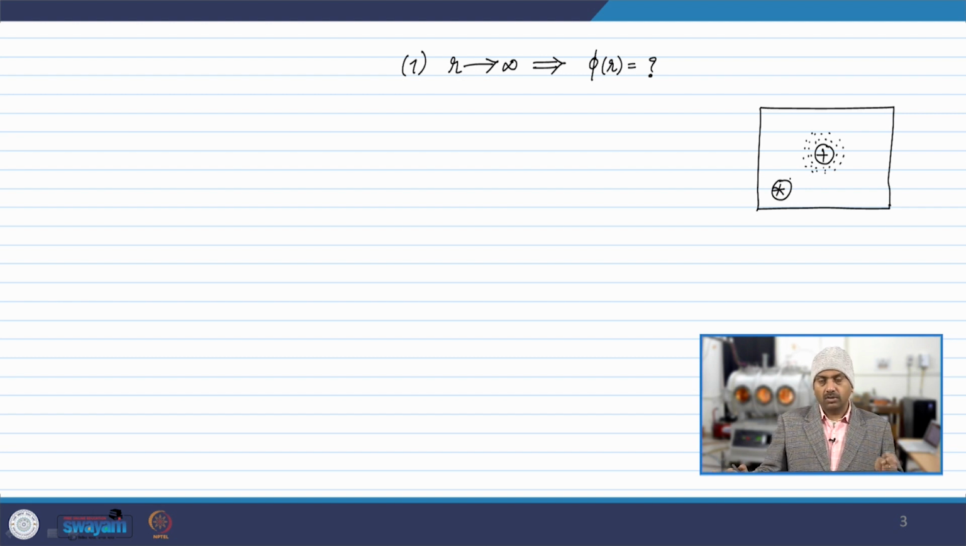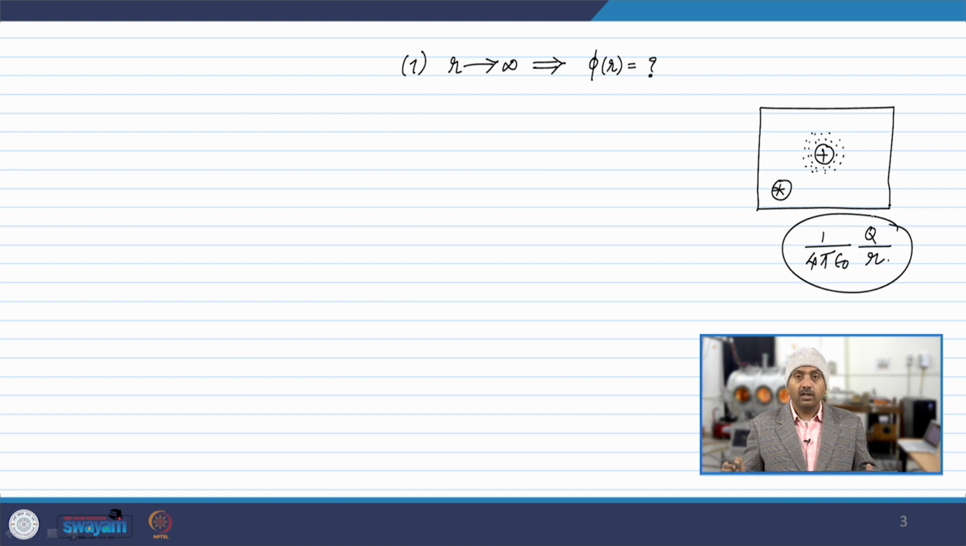Some part is of course influenced, but this influence is only to nullify or to make the positive charge invisible for most of it, right? So, ideally, if you want a potential to exist because of this positive charge, we can write the fundamental nature of potential due to a charge, 1 by 4 pi epsilon naught q by r. If you want this potential to exist everywhere, then there is no point of shielding, or there is no idea of shielding at all.